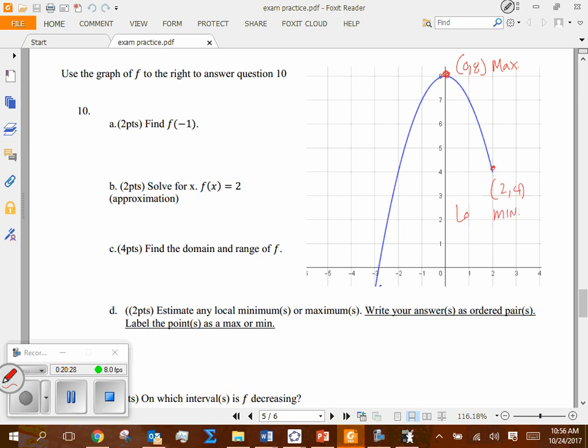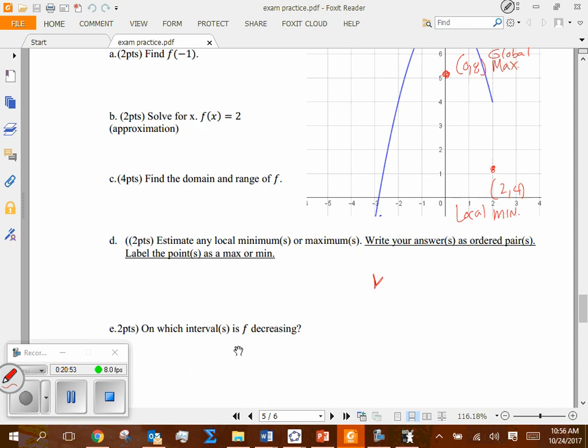And this one's a local minimum because it's smaller than all the other y values that are around it. This one here is actually a local maximum because it is greater than any y value that's around it, but it is also global, meaning that for the entire graph, that's the largest y value that you get. We don't have any global minimums because it goes to negative infinity. So those are your two max and mins for that function.